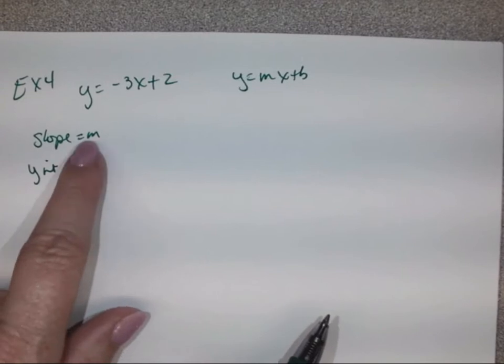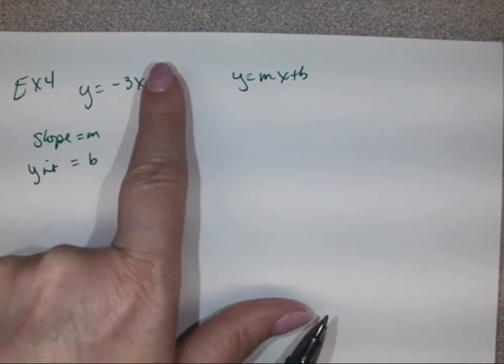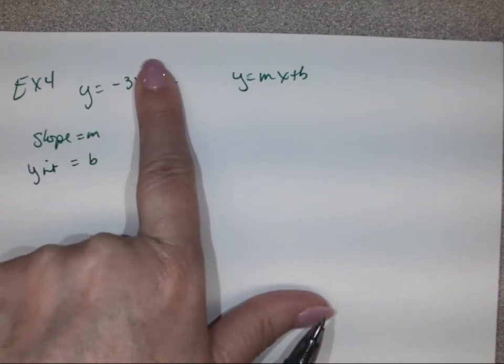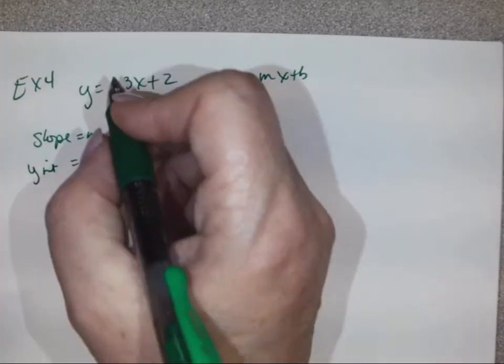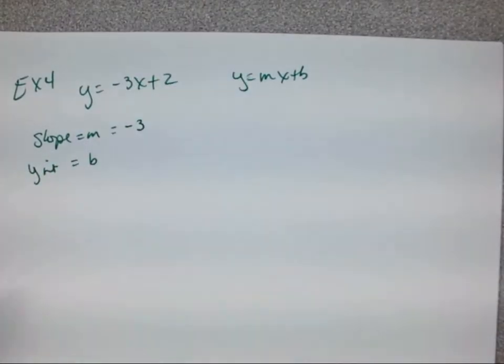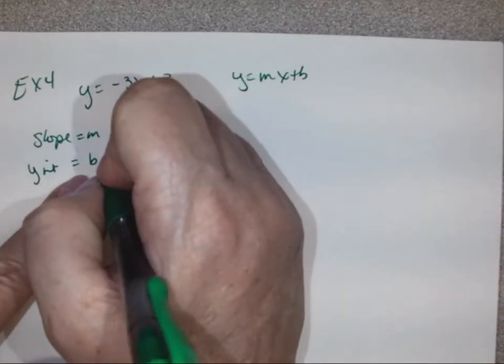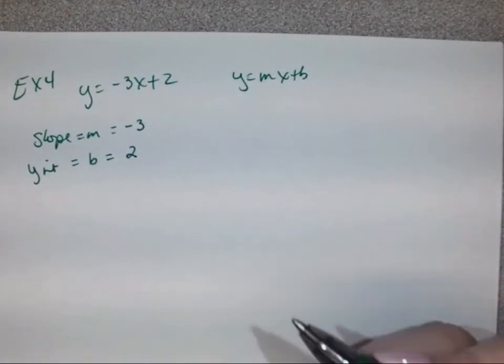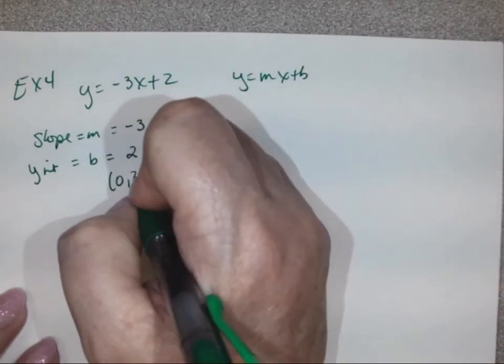So the slope comes right here in front of the x. It does not include the x. It's just the number in front of it. So the slope will be equal to -3. Our b is going to be 2, but if we're talking about an intercept, normally we're going to write it as 0, 2.